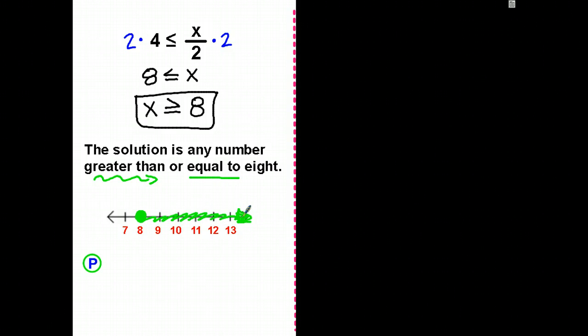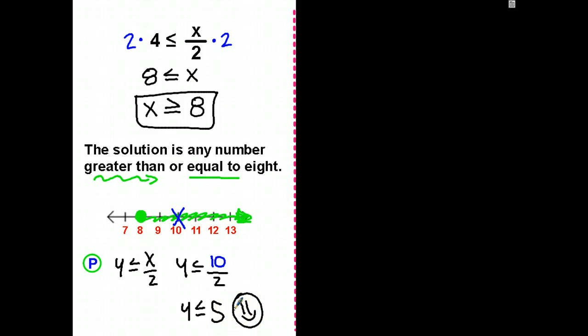And when I look to prove this, I remember that the problem involves me dividing by 2. So as I write down this original problem, 4 is less than or equal to x over 2, I want to pick a value to check this that is divisible by 2. So I'm going to try 10. I plug that in and rewrite the rest of my inequality. 4 is less than or equal to 10 divided by 2. And 10 divided by 2 would be 5. Sure enough, that's true, which tells me that my solution set is shaded in the right direction on my graph, and it's identified correctly.